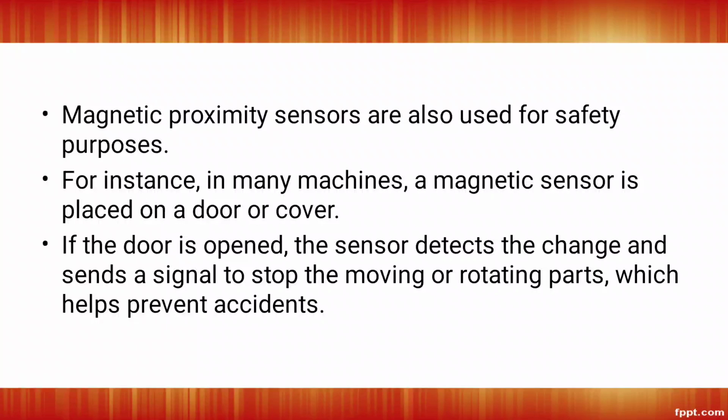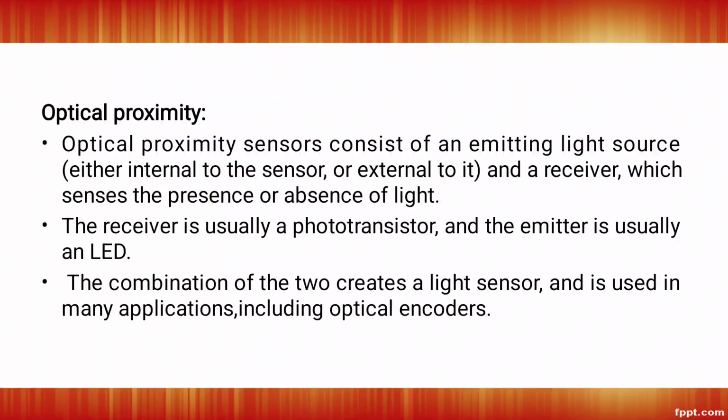Magnetic proximity sensors are also used for safety purposes. For instance, in many machines a magnetic sensor is placed on a door or cover. If the door is opened, the sensor detects the change and sends a signal to stop the moving or rotating part. So next is the optical sensor.